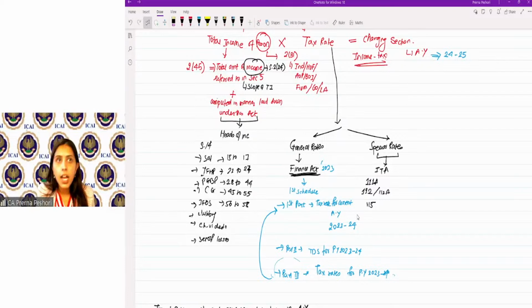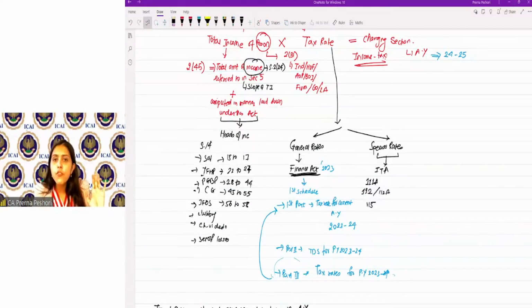Viraj, there would be many changes which are made applicable through the Finance Act 2023, which are only applicable for May 24. So, as and when we progress towards the chapters, you would see the changes which have happened. Okay. So, 115 BAC is going to be the default regime from now onwards.